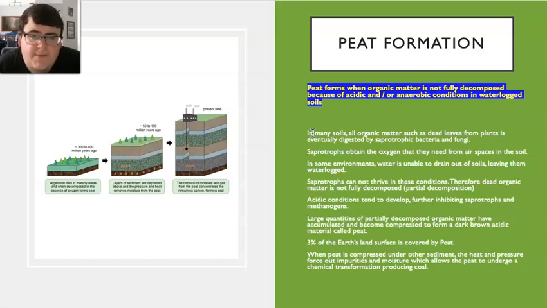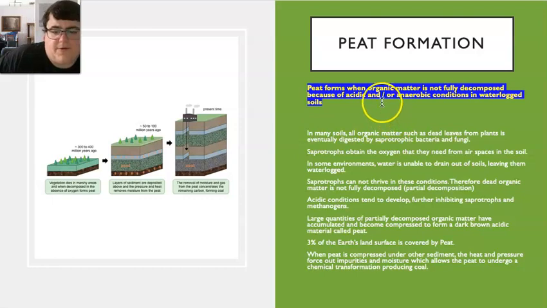In some environments, because the water physically can't drain out of the soil, the water builds up and it leaves them known as waterlogged. When it's waterlogged, no oxygen is physically in the water. We're getting carbon dioxide buildup. We're starting to get very acidic conditions, and saprotrophs can't thrive under those conditions. They start to die. That leads to further acidic conditions, further inhibiting any saprotrophs that are still around, as well as methanogens, and consequently, all of this aerobic respiration doesn't occur anymore. The breakdown of dead leaves and plants doesn't happen.